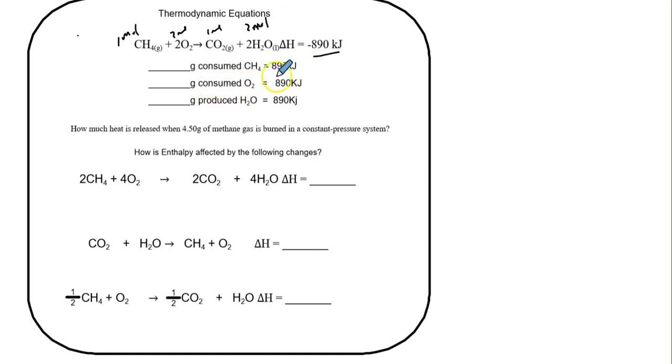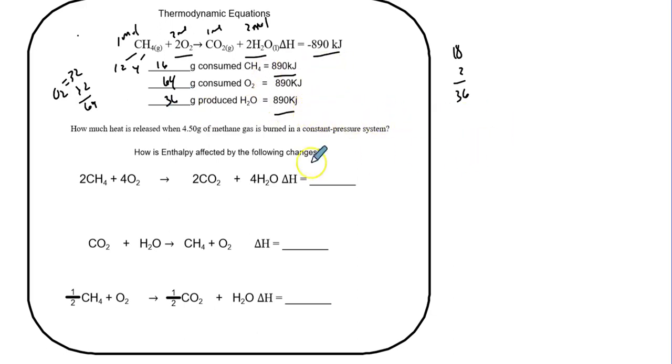890 kilojoules is released if 1 mole of this is burned, and that's 12 plus 4, so 16 grams. That's per 16 grams of this, with 2 moles of that. 1 mole of O2 is 32, so times 2 would be 64 grams of oxygen. And this energy is if we have 2 of these, which would be 18 times 2, so 36 grams. So those are all relationships that all mean the same thing.